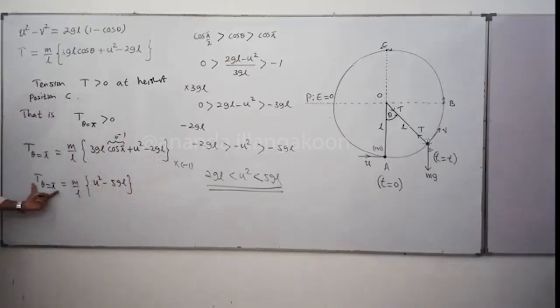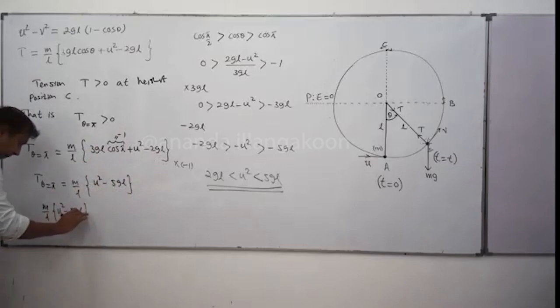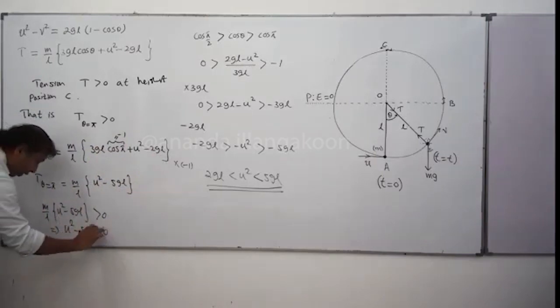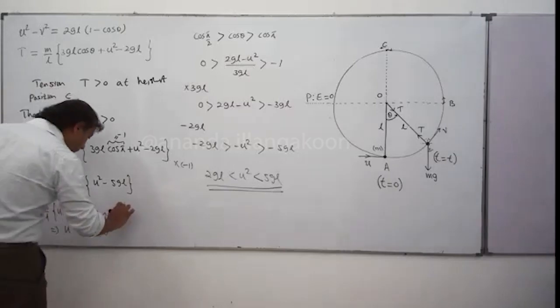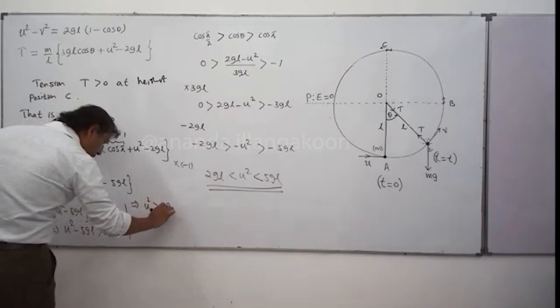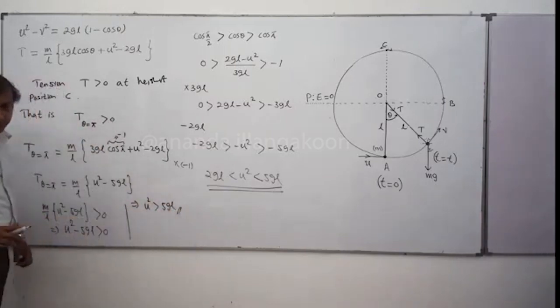But this should be positive. m upon L times (u squared minus 5gl) greater than 0. The product of this and this must be positive, and m upon L is positive, so u squared minus 5gl must be greater than 0. That says u squared is greater than 5gl. This is how we get that answer, right?